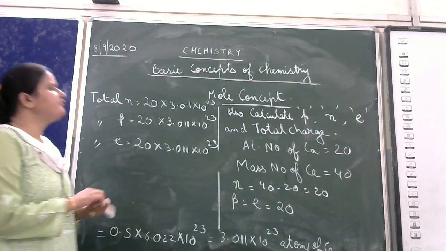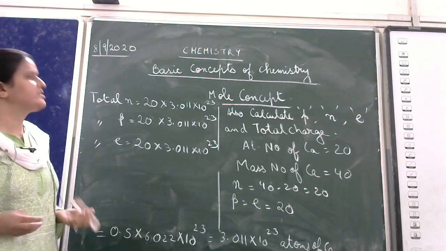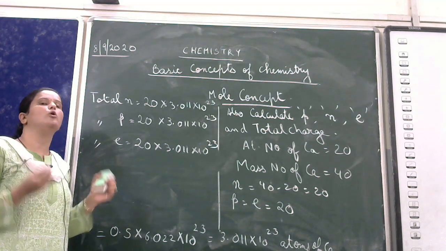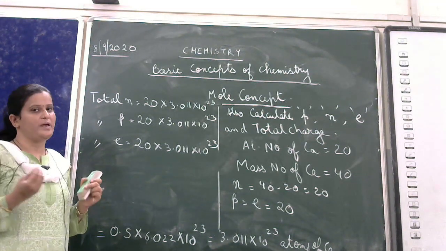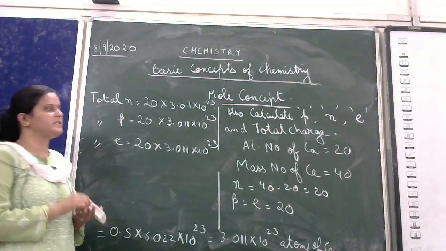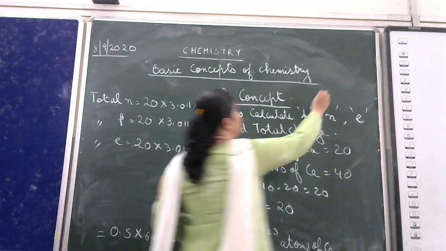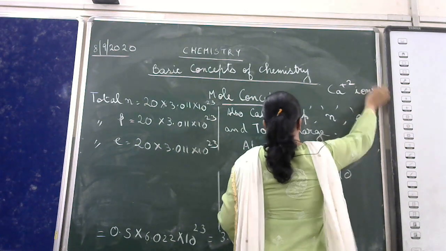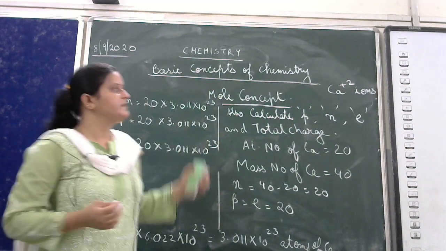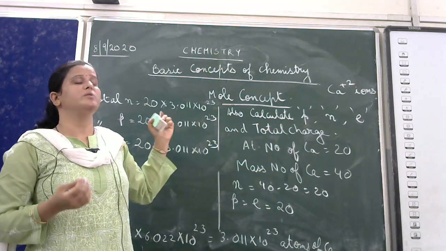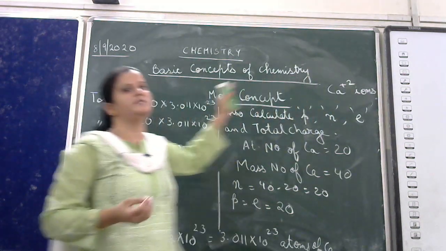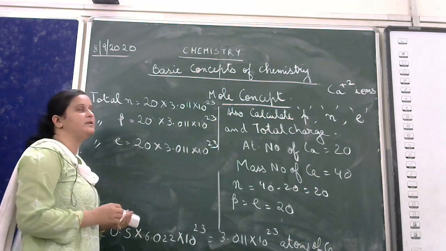But if I change the question a little bit: my question was 0.5 moles of calcium atoms. Instead of calcium atoms, suppose I have given you calcium ions, Ca plus 2 ions. Okay, this is your question. That is, 0.5 moles of calcium ions are present in your given sample.